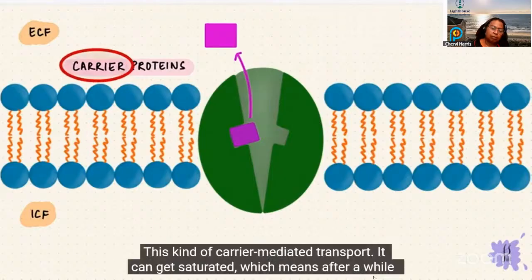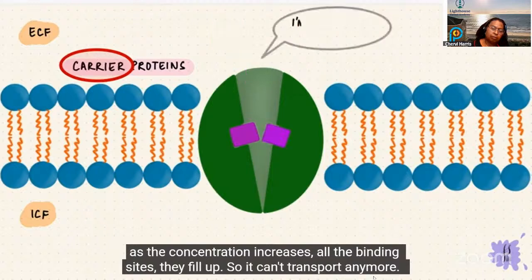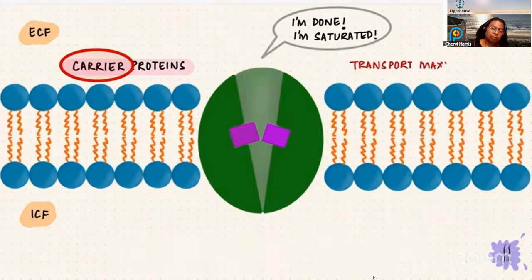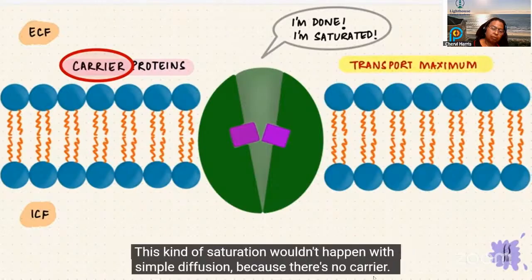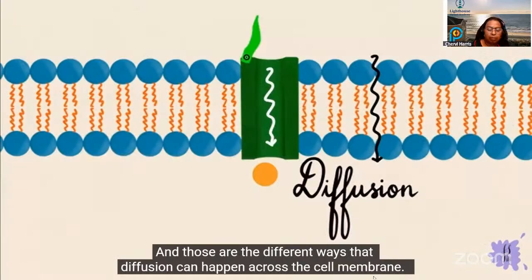This kind of carrier-mediated transport can get saturated, which means after a while, as the concentration increases, all the binding sites fill up. So it can't transport anymore. The rate of transport has reached its maximum, and this is called the transport maximum. This kind of saturation wouldn't happen with simple diffusion because there's no carrier. And those are the different ways that diffusion can happen across the cell membrane.